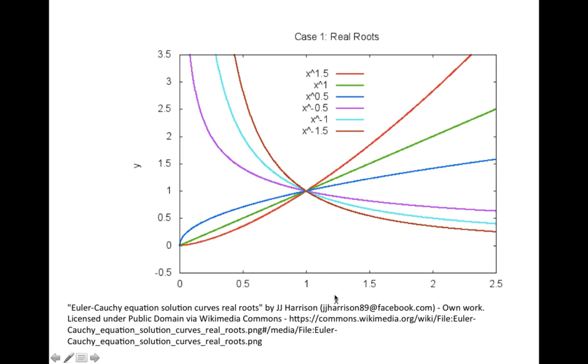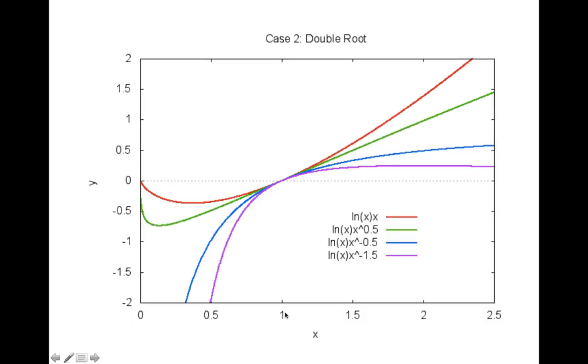And remember, typically in a general solution with real roots, we'll be getting a sum of two of these. So whatever your two different powers are, you would have the sum of two of these curves weighted by a constant.